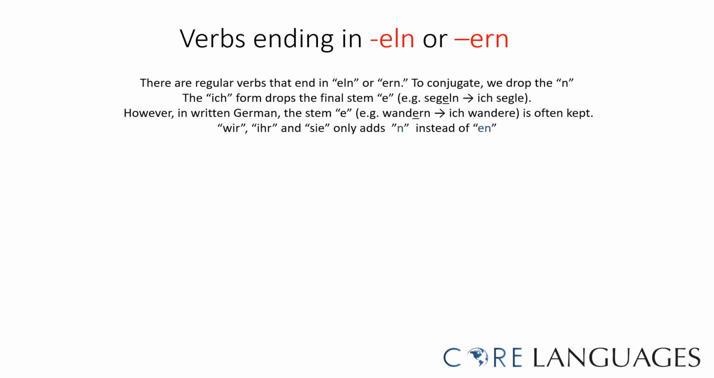There are also verbs that, in the infinitive, end in eln or ern. In those cases, to conjugate, we drop the n. The ich form drops the final e as well. For example, the verb segeln, to sail, turns to ich segle. However, in written German, the stem e is also often kept. For example, the verb wandern, to hike: ich wandere. The conjugations for wir, ihr, and sie only add n instead of en.